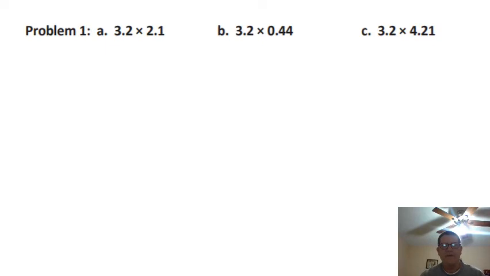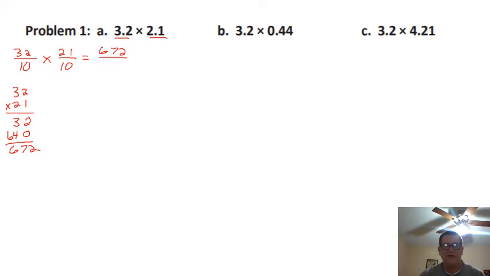Now let's take this first problem, 3 and 2/10 and 2 and 1/10. I'm going to rewrite these as fractions. Instead of saying 3 and 2/10, I'm going to say 32 tenths. And I'm multiplying that by, instead of 2 and 1/10, 21 tenths. Now, when I multiply these out, I've got to go 32 times 21, and we're going to end up with 672. And we're going to multiply 10 times 10 to get 100s.